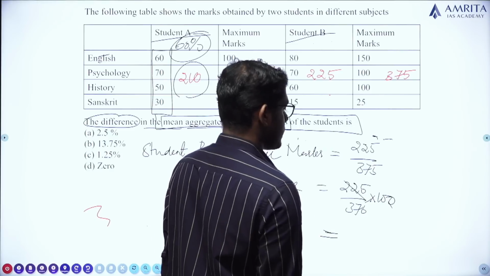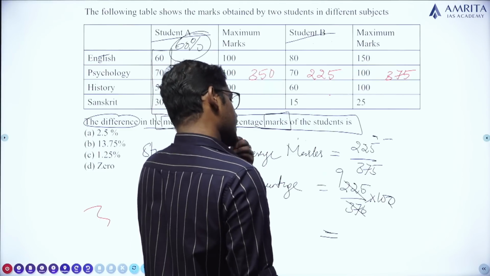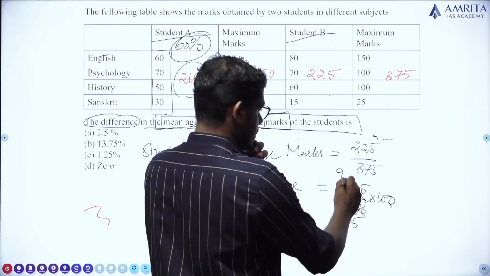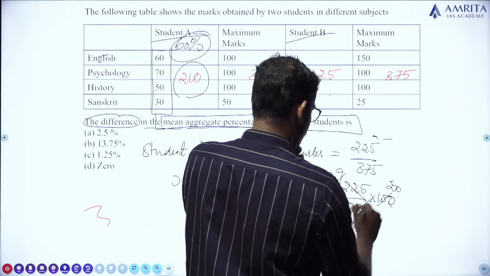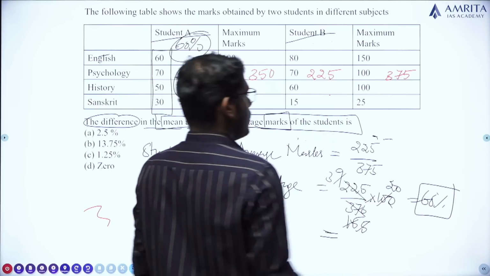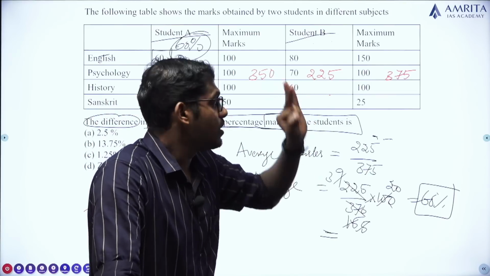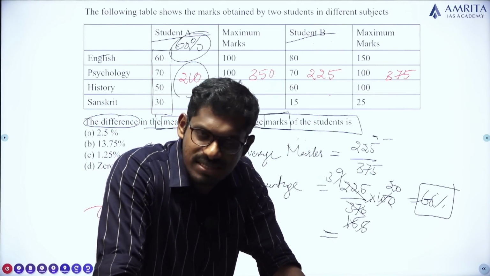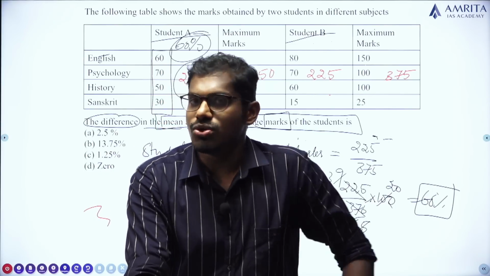So we get 9 over 15. Clear? Okay, further dividing, 3 divided by 5 into 100 is 60. So this is also 60%. So for student A, the mean aggregate percentage marks is 60%. For student B, the mean aggregate percentage marks is also 60%, which means that there is no difference between the mean aggregate percentage marks of the two students.